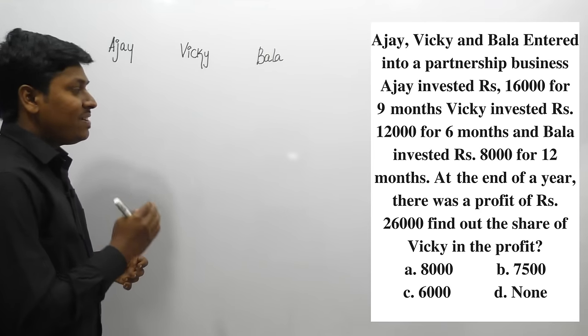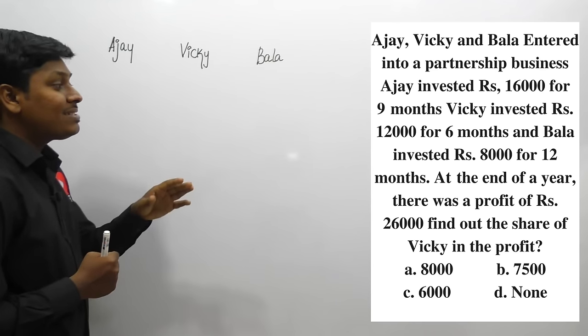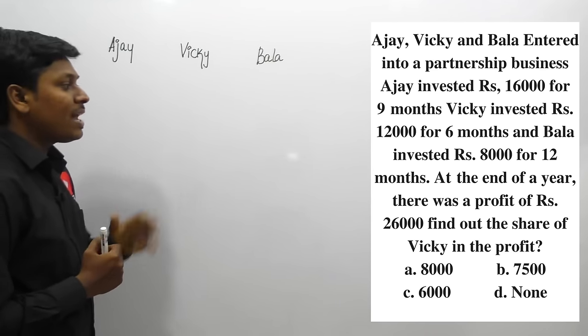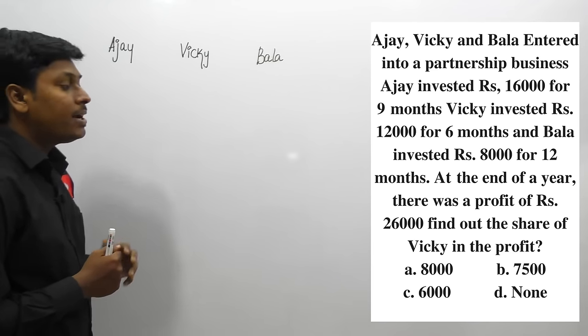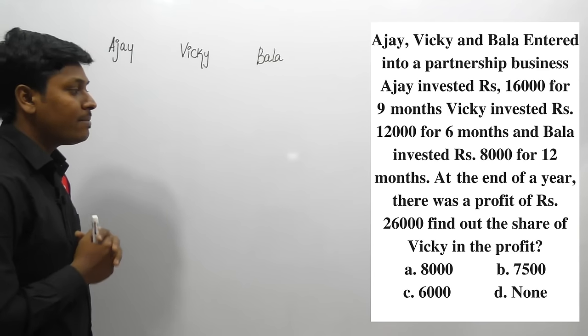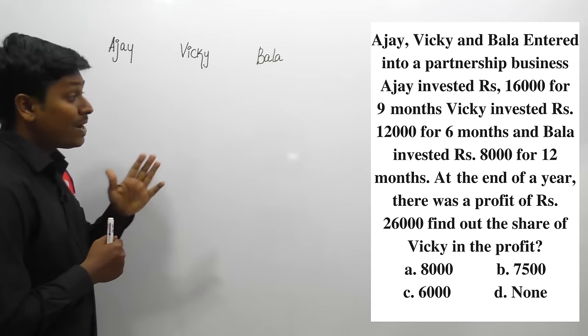So Ajay, Vicky and Bala entered into a partnership business. Ajay is investing 16,000 for 9 months. Vicky is investing 12,000 for 6 months and Bala is investing 8,000 for 12 months. At the end of the year, there was a profit of rupees 26,000.